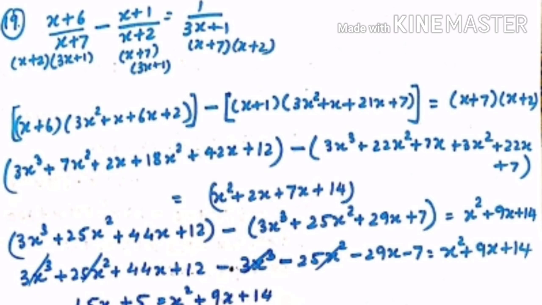1 upon x plus 2 is equal to 1 upon 3x plus 1. To simplify it, we have to take LCM and then we have to write the brackets in the denominator with x plus 7, x plus 2, 3x plus 1, with x plus 2, x plus 7, 3x plus 1 and 3x plus 1, x plus 7, x plus 2. And then we have to multiply the brackets in the numerator. So you can see how I have simplified.